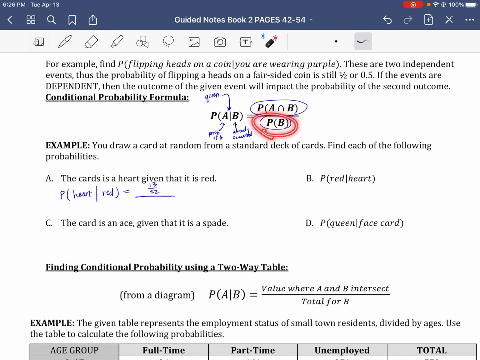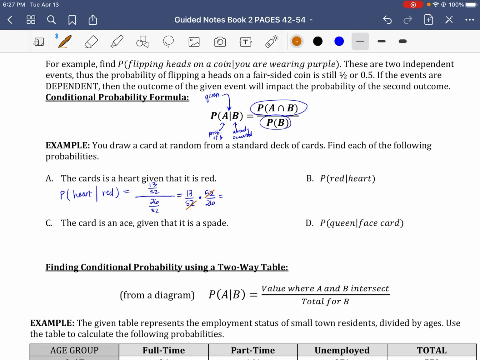Then on the bottom, the probability that B occurs. So if you look at B, B is red. The probability you draw a red from the deck, well, half of them are red. So that's 26 out of 52. Remember when you divide fractions, I'm going to write the top one. So 13 over 52 divided by 26 over 52 is the same as flipping that second fraction and multiplying.